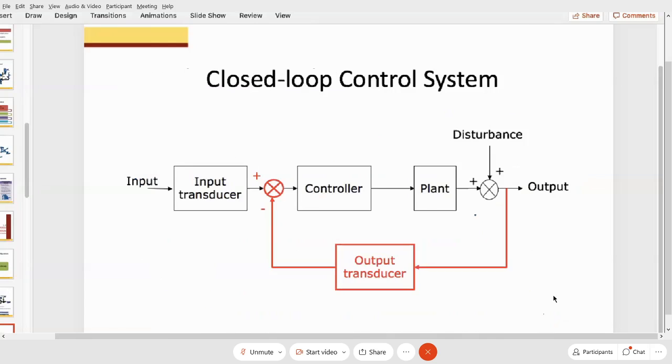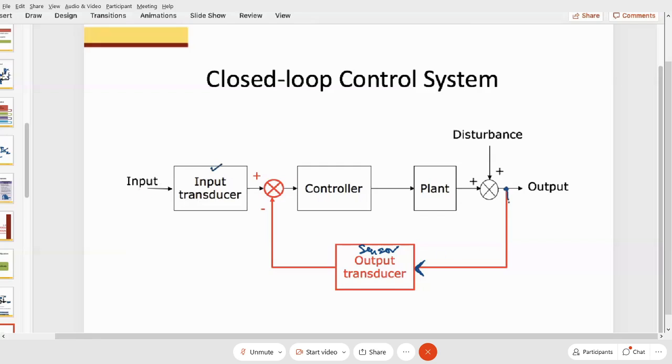What is closed loop? In a closed loop, we measure back the output of the system, such as the speed, the color of the bread, or the temperature of your heater. We use sensors here, or transducers, which we call output transducers, because they measure the output. This one is the input transducer, because it comes from the set point, the input set point.